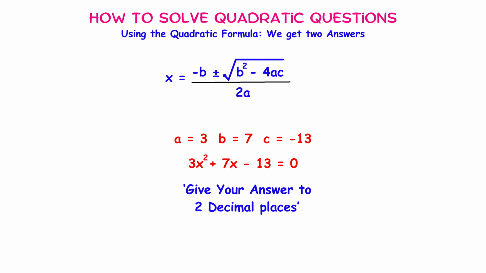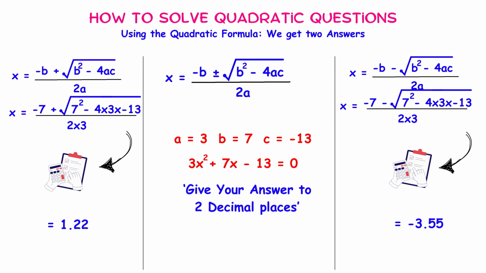So to use the quadratic formula to solve this quadratic, all we have to do is plug these values into the formula. Weirdly, we end up getting two answers because of this plus minus thing, which means that we have to do the formula twice, once with a plus sign and then again with a minus sign. If we start with the plus sign, we would get x equals minus 7, because remember b is 7, plus the square root of 7 squared minus 4 times 3 for the a, and times negative 13 for the c, all divided by 2 times 3. For the minus version we get exactly the same thing, except we're subtracting the big square root.